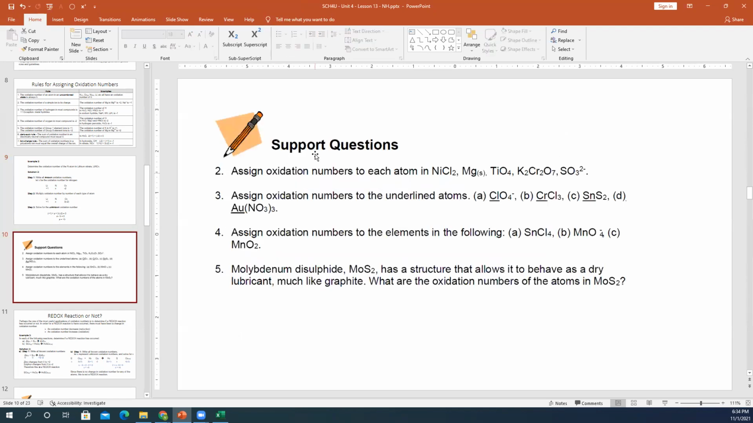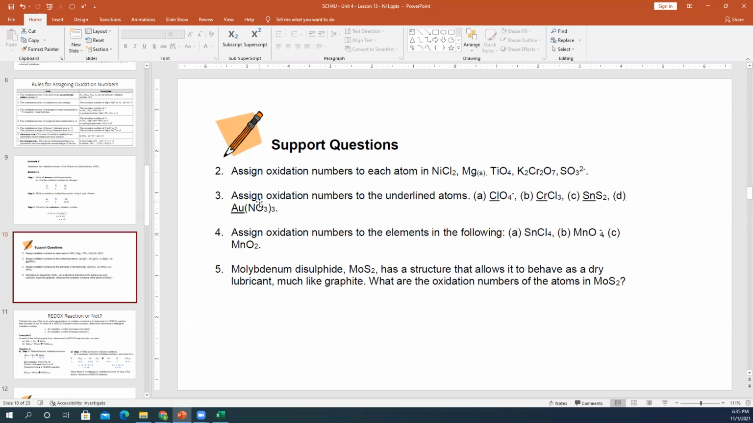And there are some more support questions here for you guys to practice with. In this one, you're asked to assign the oxidation numbers to each atom in each one of these. So figure out what is the oxidation number for nickel, what is the oxidation number for chlorine in this molecule of nickel chloride? What is the oxidation number for this magnesium atom? What is the oxidation number for this one? What is the oxidation number here? So assign it for each one of the components, each one of the atoms here in these molecules.